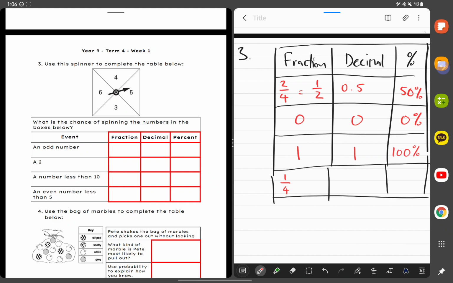There are 4 possible outcomes. Getting 4 is one of them. That's a quarter. In decimal, that's 0.25. And in percentages, that is 25%.